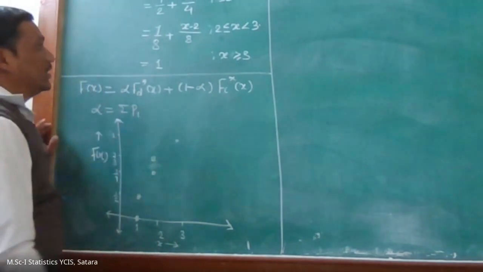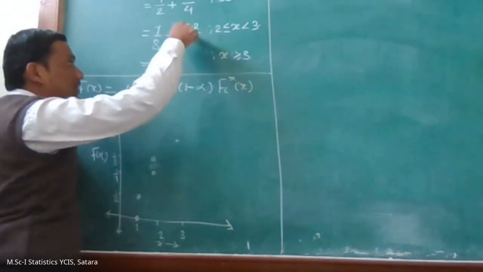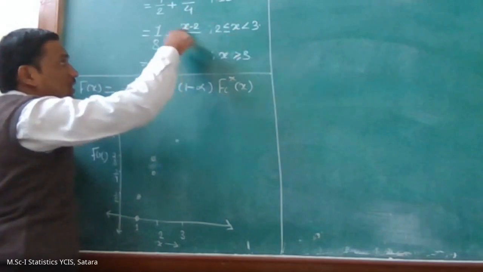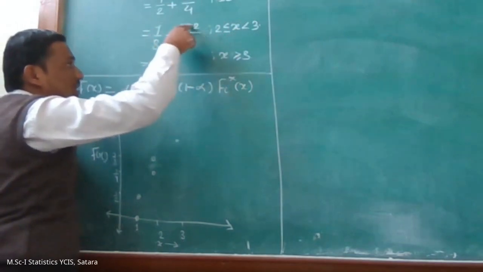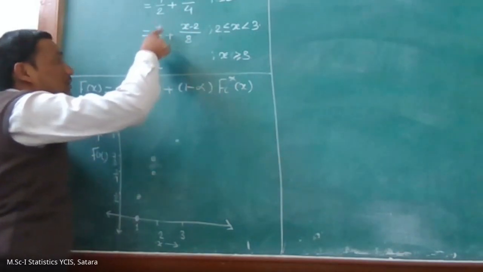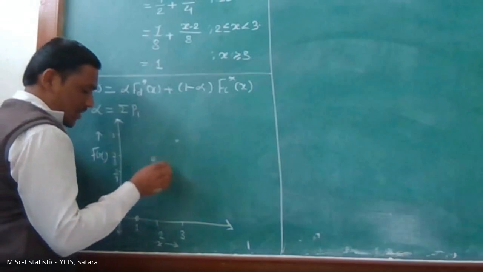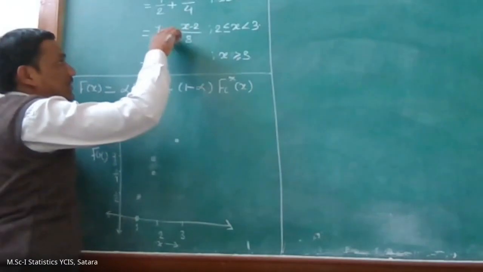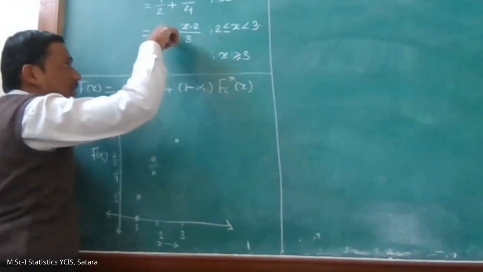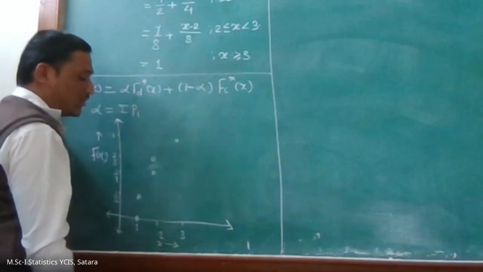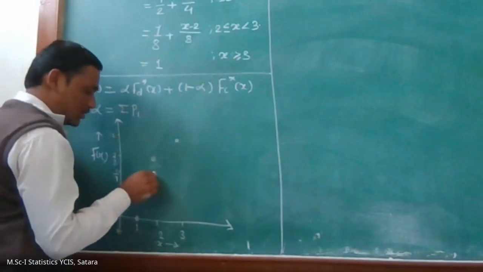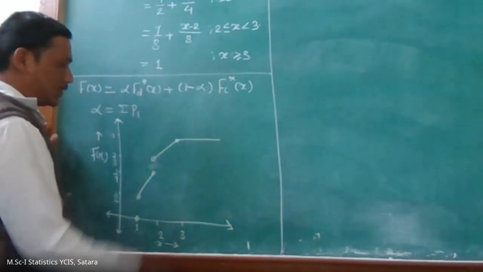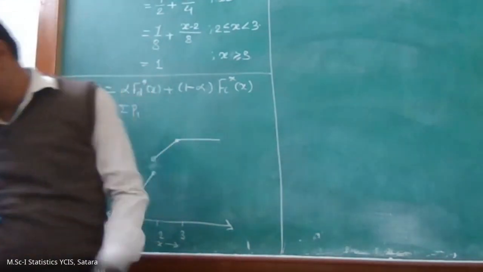For x equal to 2, the value is 7/8. But for 2 to 3, if we substitute x equal to 3, then 7/8 plus (3 minus 2)/8, that is 1/8, so 7/8 plus 1/8 is 8/8, that is 1. And for all values greater than or equal to 3, it is 1.